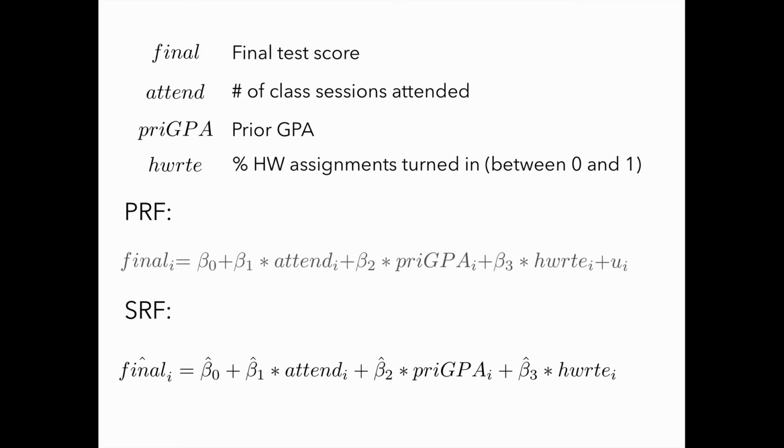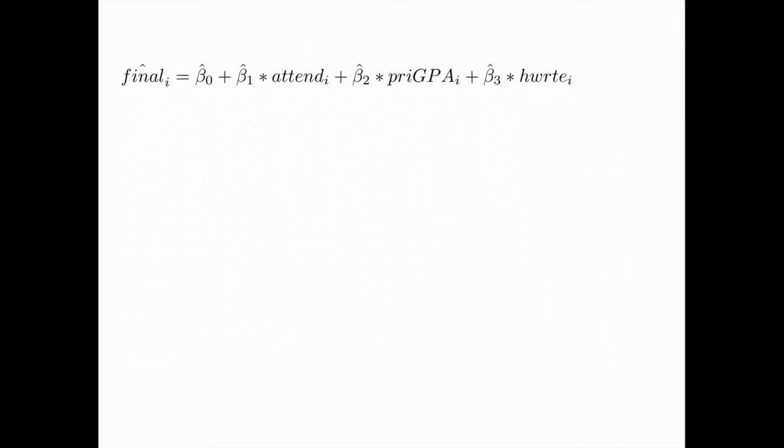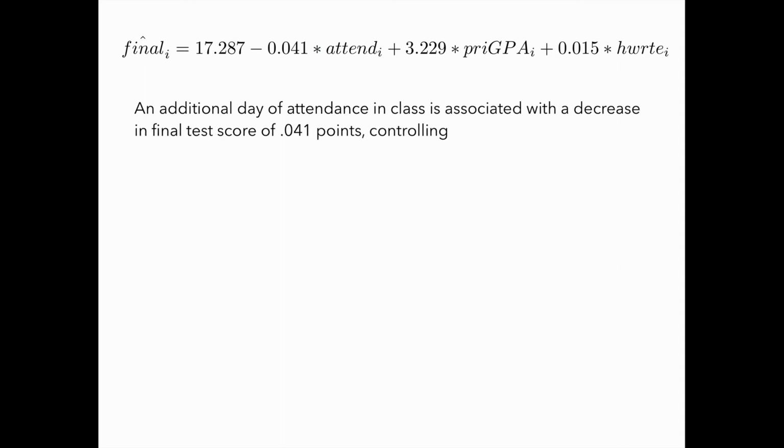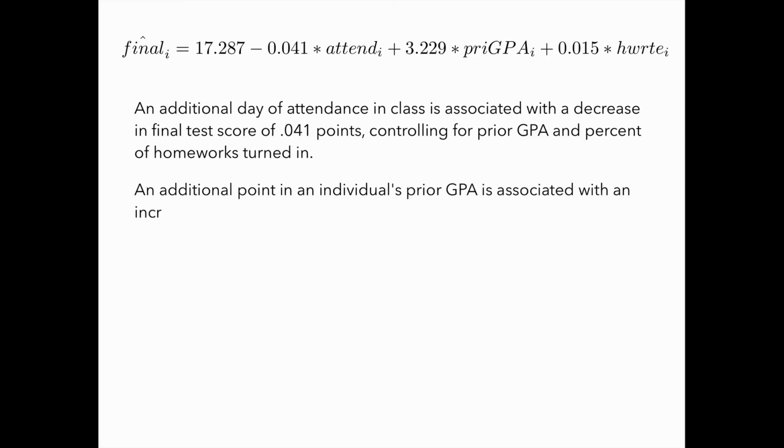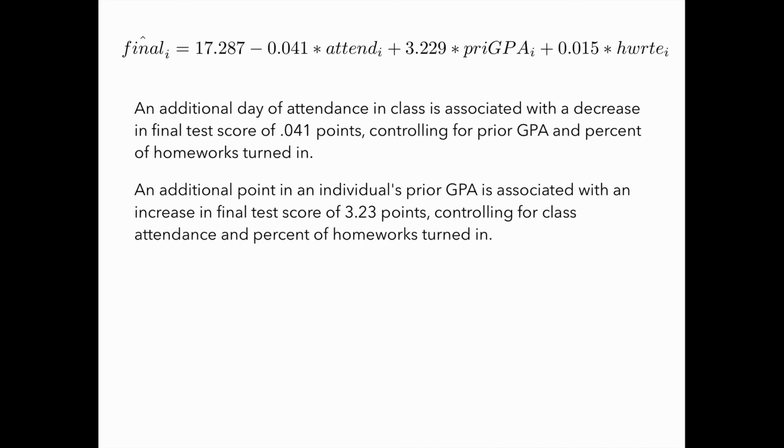Now let's say we actually get a sample of observations and run this regression and get the following output. Using the mechanics of the previous sections in this module, we can interpret the coefficients as follows. For beta 1 hat, an additional day of attendance in class is associated with a decrease in final test score of 0.041 points, controlling for prior GPA and the percent of homeworks turned in. Beta 2 hat can be interpreted as an additional point in an individual's prior GPA is associated with an increase in final test score of 3.23 points, controlling for class attendance and percent of homeworks turned in.